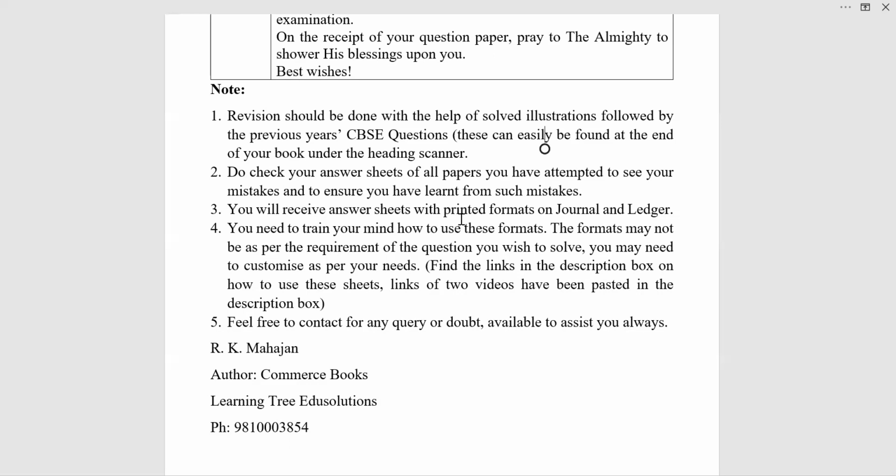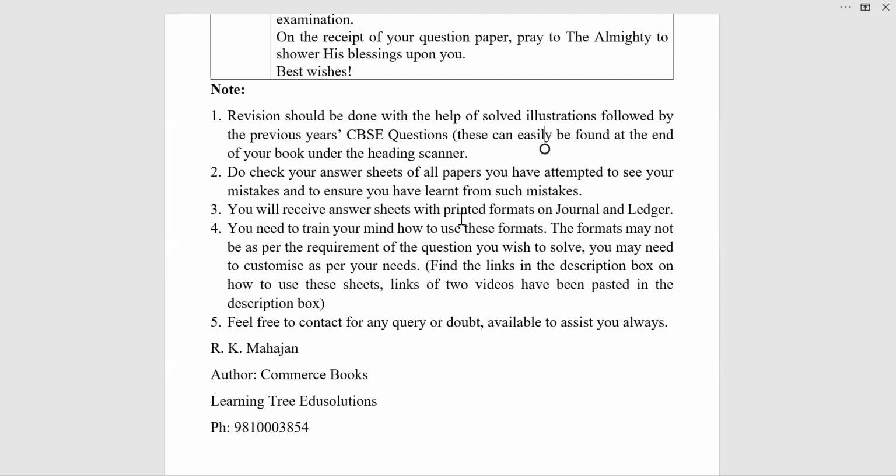Next, do check the answer sheets of all the papers you have attempted. I already discussed this: whatever the number of answer sheets you have, go through the question paper, find what mistakes you made, and ensure that you have learned from the mistakes and are not going to repeat them.